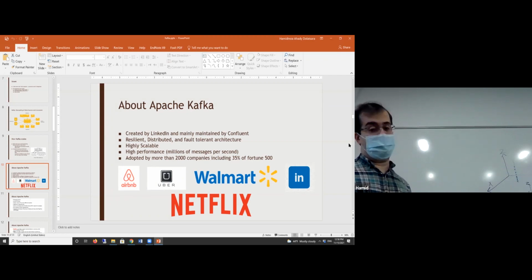More than 2,000 companies, at least 35% of Fortune 500 companies, have already adopted Kafka as a part of their business, like Walmart, Netflix, LinkedIn, Uber, Airbnb. So can anyone tell me how Netflix can use Kafka, or data streaming in general, for their own business?